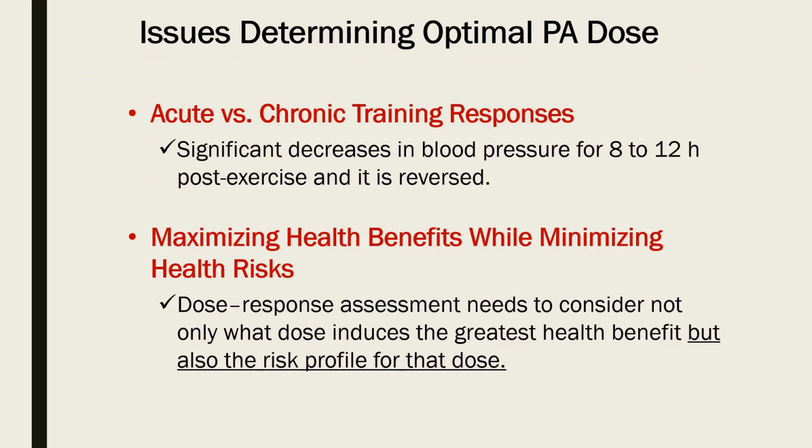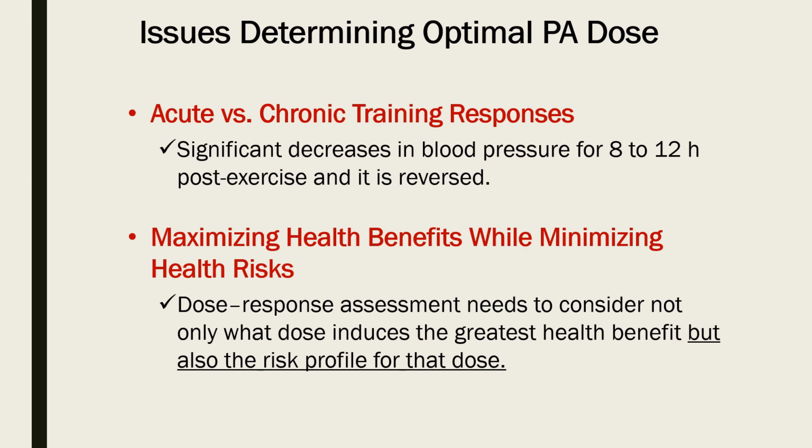Acute and chronic training responses refer to the body's immediate and long-term adaptations to physical exercise. After a single exercise session, there is a significant and temporary decrease in blood pressure, which can last between 8 to 12 hours. This phenomenon is known as post-exercise hypotension and is common after moderate to intense exercise. It can be especially beneficial for people with high blood pressure, as regular exercise can help reduce resting blood pressure. However, this effect is not permanent. Once this period passes, blood pressure may return to its baseline levels unless exercise is maintained regularly.